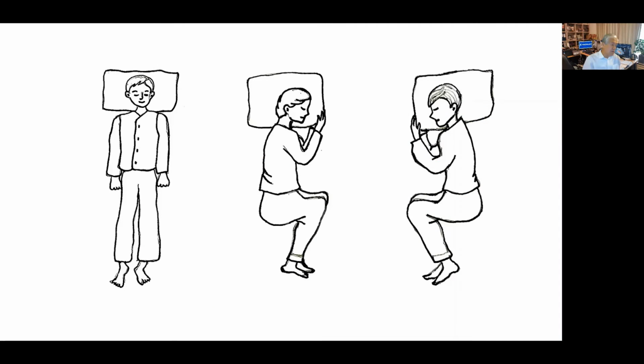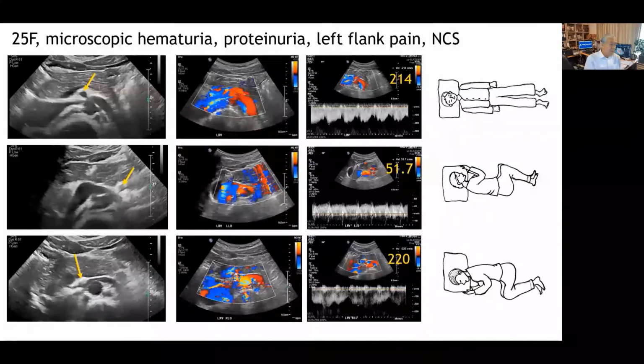I would like to talk about the postural variations of nutcracker phenomenon, and the evaluation of this postural variation is a unique advantage of ultrasound over other imaging like CT or MRI. A 25-year-old woman with microscopic hematuria, proteinuria, and left flank pain due to nutcracker syndrome.